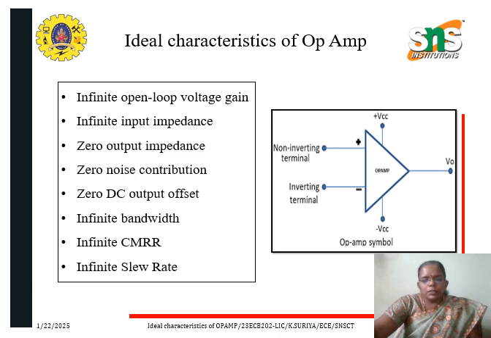And next one is the DC output offset. It also should be zero for an ideal op-amp. Next one is bandwidth. Ideally for an op-amp, it should be infinite bandwidth, but practically it is limited.